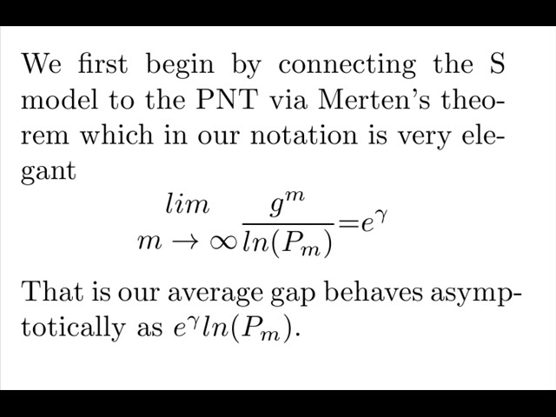We first begin by connecting the S model to the prime number theorem via Merton's theorem from 1850, which in our notation is very elegant. It's our average gap divided by our prime tending to e to the gamma, Euler's constant. That is, our average gap behaves asymptotically as e to the gamma times the log of the prime.